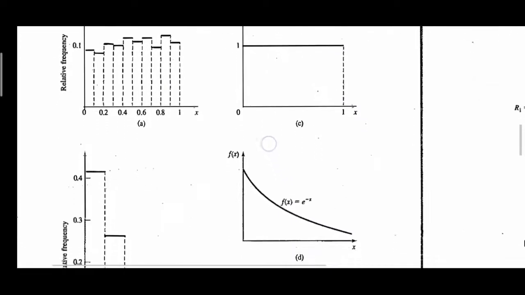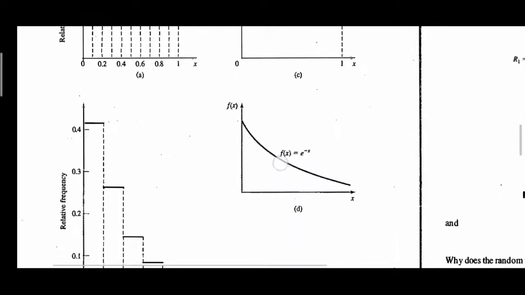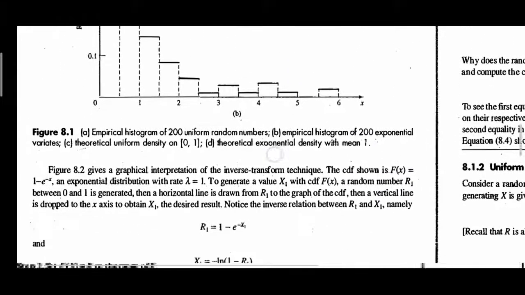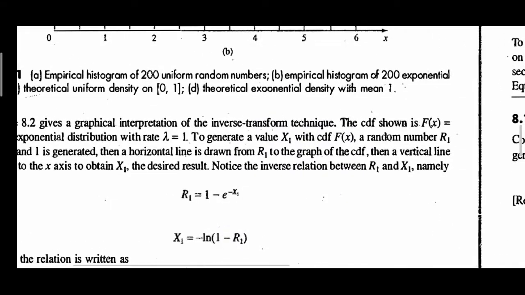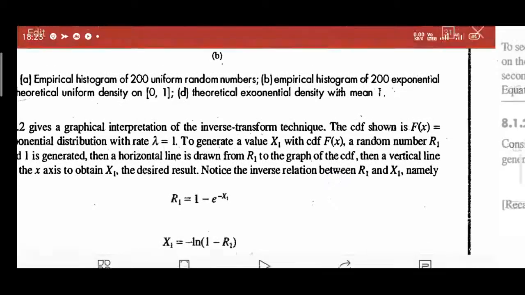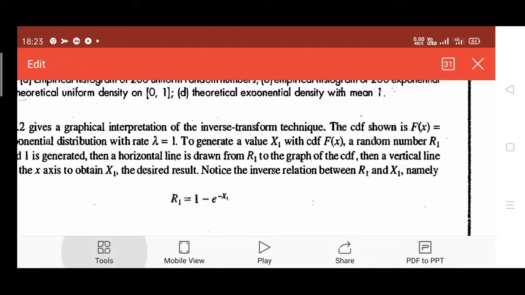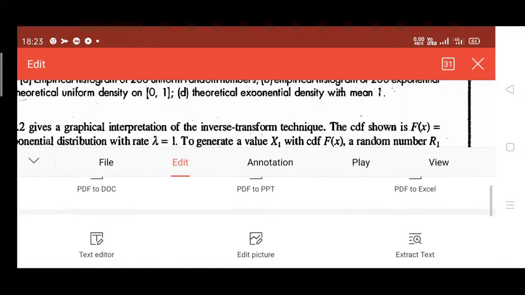Graph contents are given, just go through it once. Just substitute the values ri or r1 in general, which is equal to 1 minus e to the power minus lambda x. What is the value of lambda? Value of lambda is given as 1, the mean value which is given as 1. Okay, I'll just highlight it.